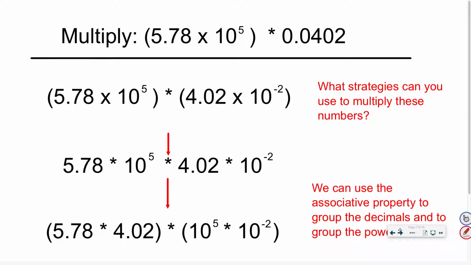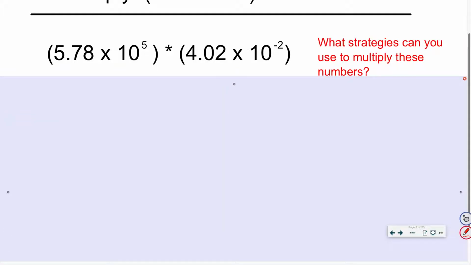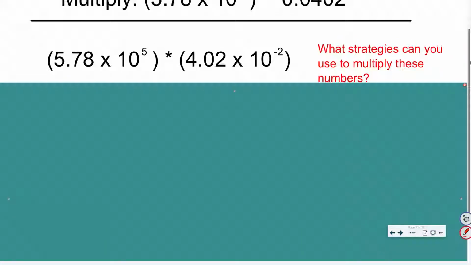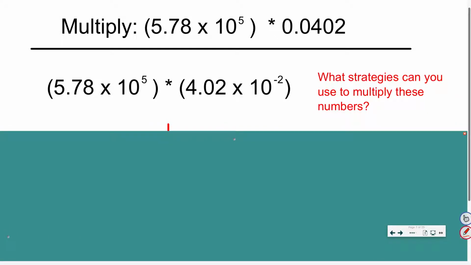So now we have this. So this is our multiplication problem. And let's talk about strategies to multiply. Both of these numbers are in scientific notation. How would you multiply? Like, what do you think when you see these and think about multiplying?